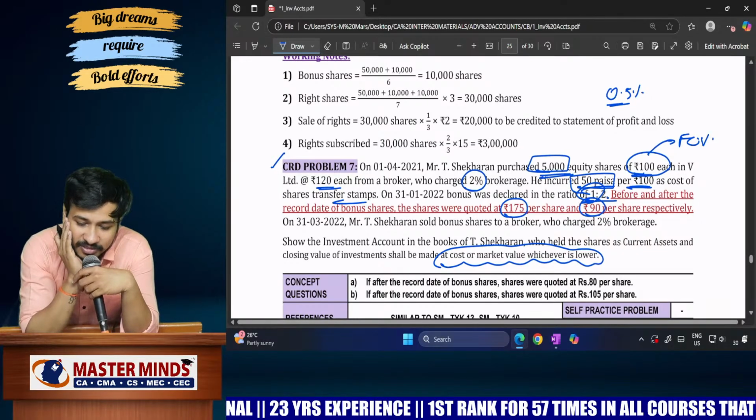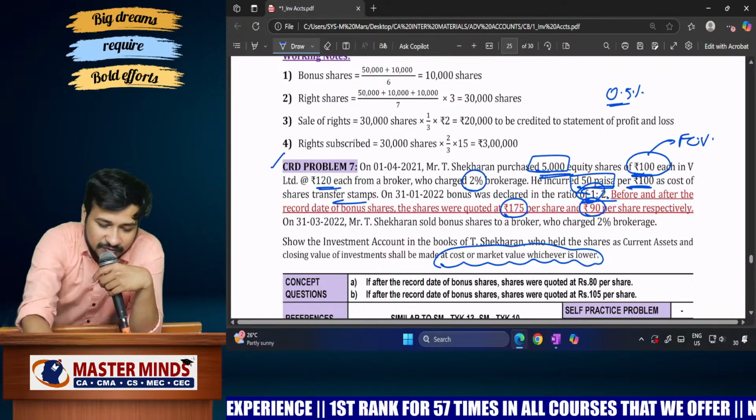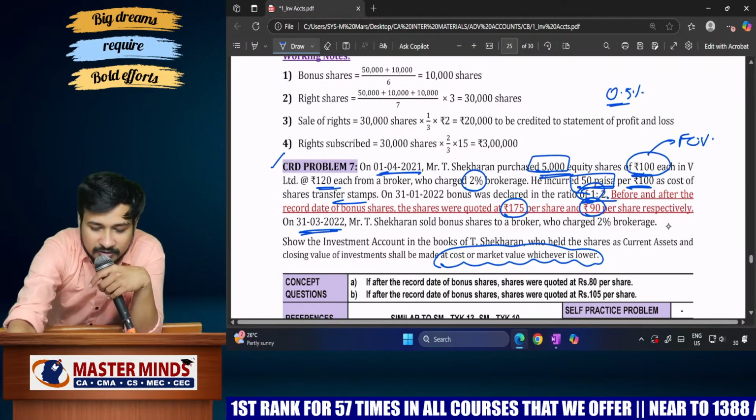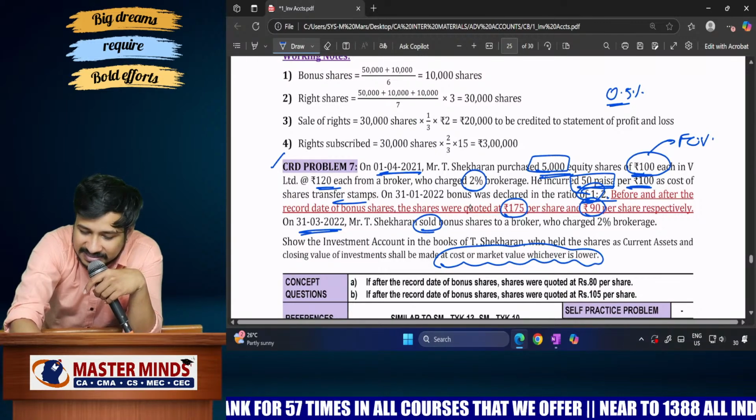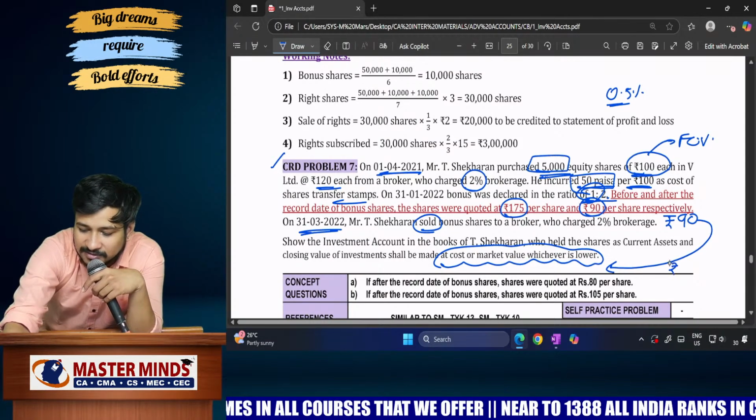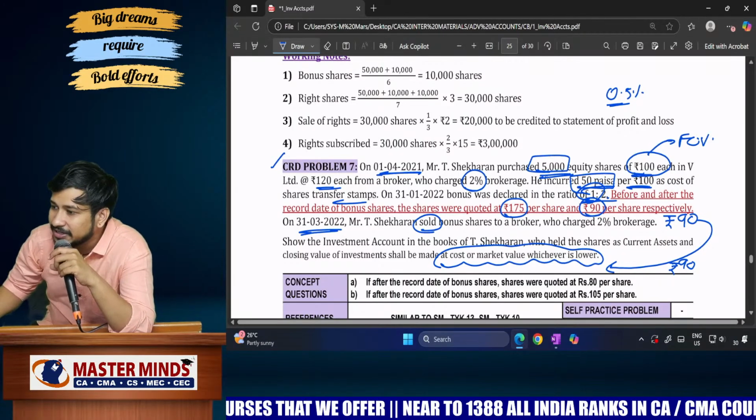And one more thing, if you observe, opening 1/4/2021, closing 31/3/2022. On closing date, you're selling the shares, that is after bonus, so you have to assume it at 90, and hence market value is also assumed to be 90 at the end of the year. Is the point clear?